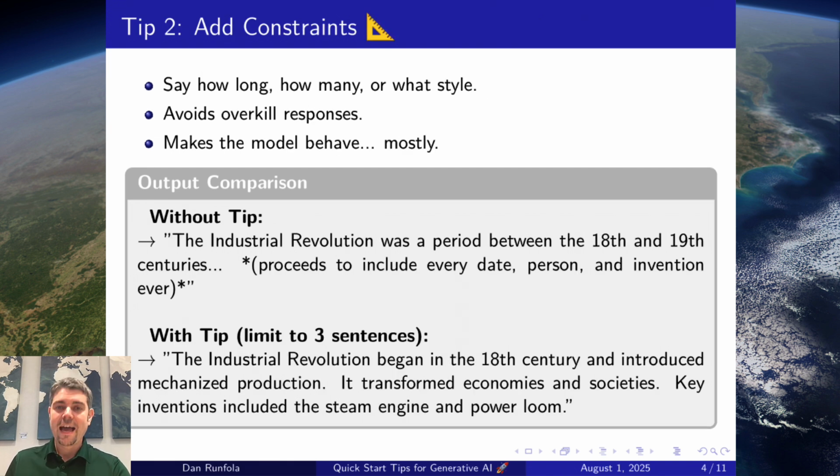Tip 2. Add constraints. When the model goes too far, rein it in. Use phrases like "3 bullet points" or "keep it under 100 words." It helps the model stay focused and saves you time editing afterward.